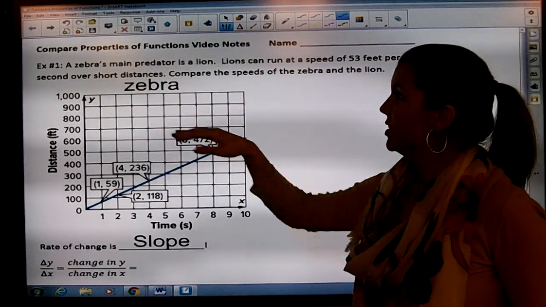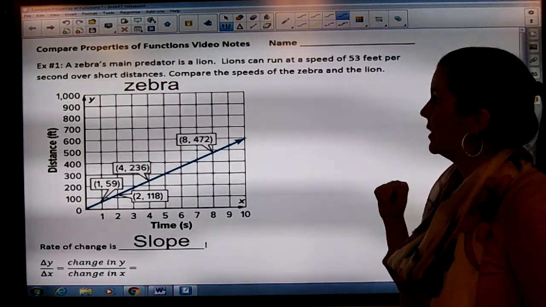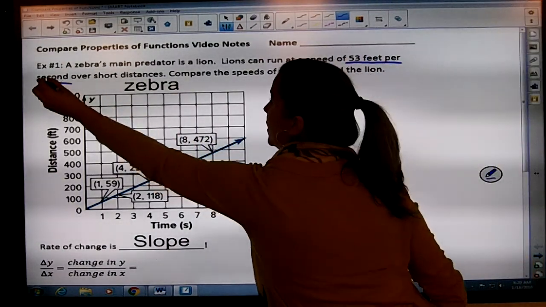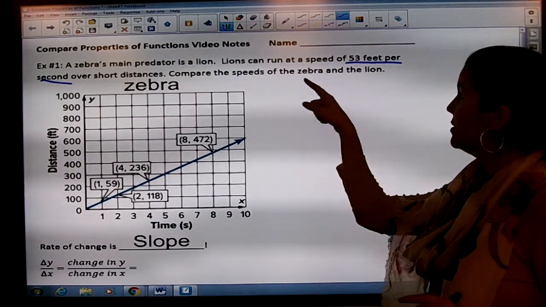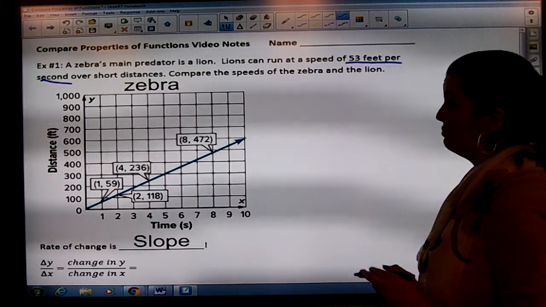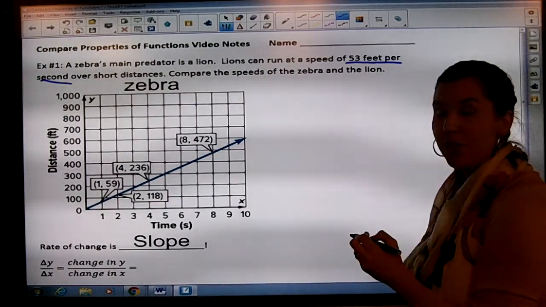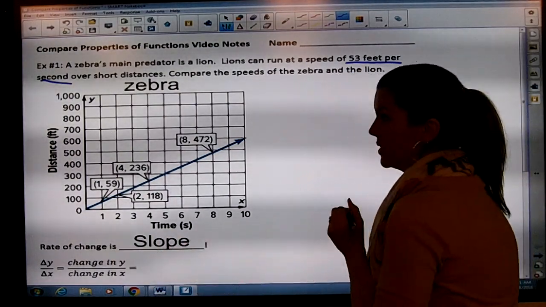Compare properties of functions. A zebra's main predator is a lion. Lions can run at a speed of 53 feet per second over short distances. Compare the speeds of the zebra and the lion. So we know that 53 feet per second is a rate of change. Remember, rate of change is slope.